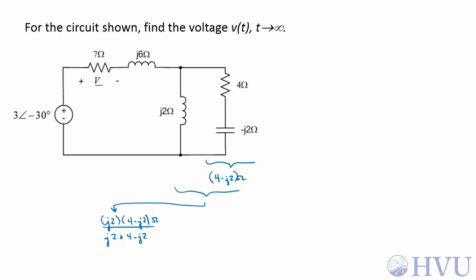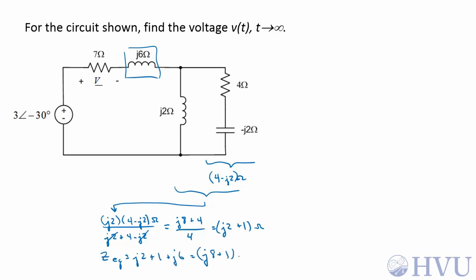This becomes pretty easy in rectangular coordinates because the denominator is a real number, so this becomes J8 plus 4 over 4. So J8 over 4 is J2, 4 over 4 is 1, so that impedance is J2 plus 1 ohm. Now I add that in series with this J6, and ZEQ is equal to J2 plus 1 plus J6 ohms, which is J8 plus 1 ohms.